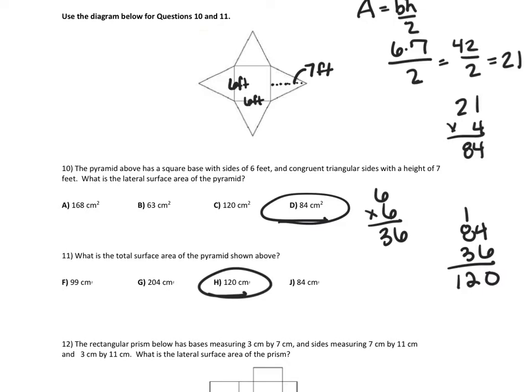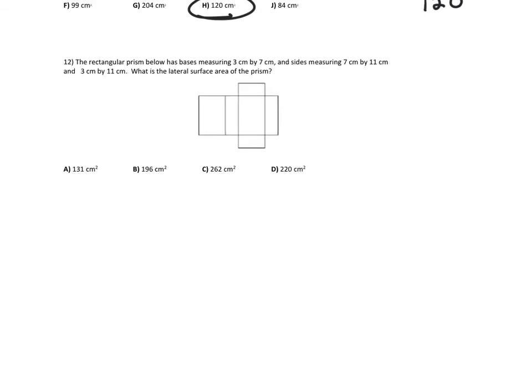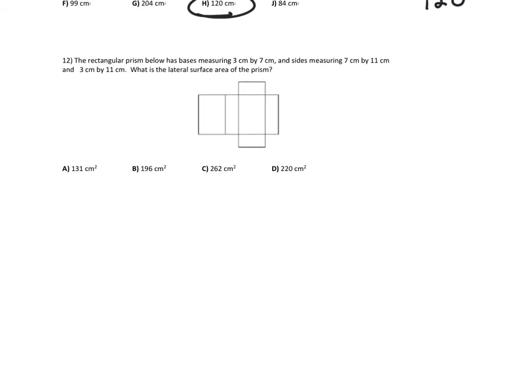Okay, so number 12. The rectangular prism below has a base measuring 3 centimeters by 7 centimeters and sides measuring 7 by 11 and 3 by 11. What is the lateral surface area?